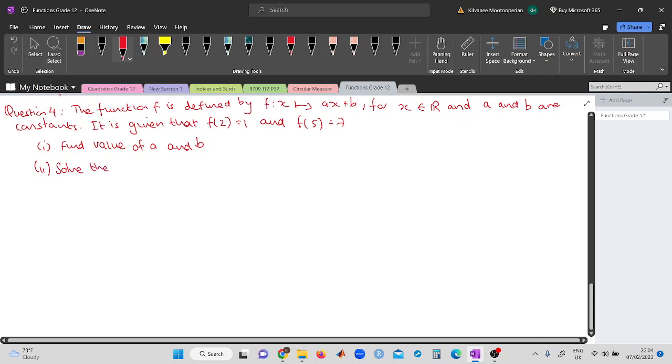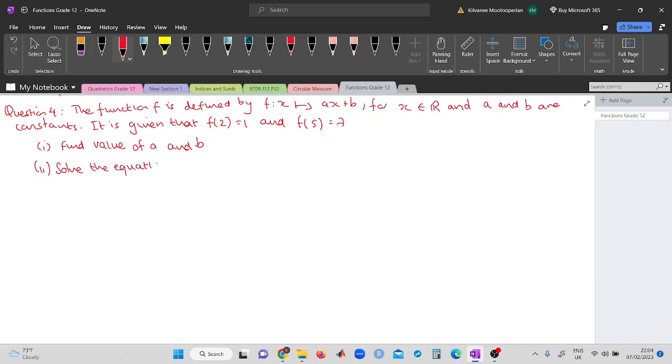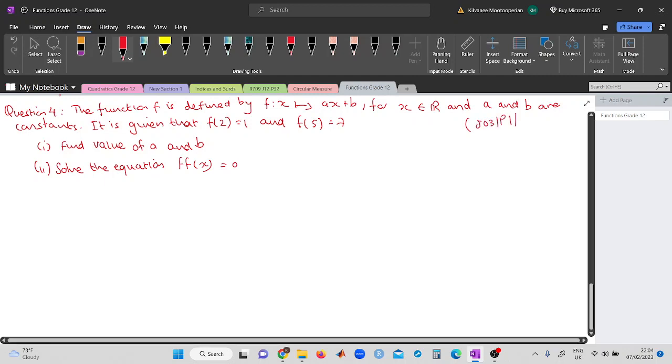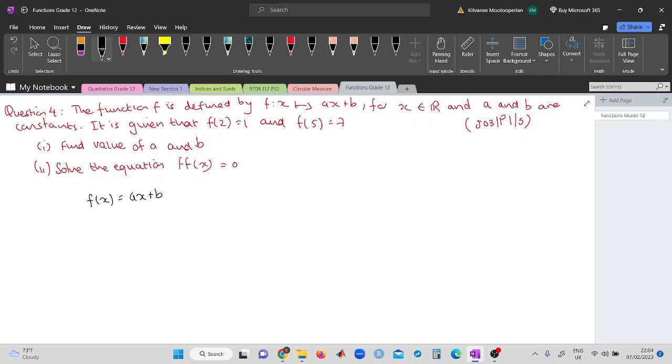Solve the equation f of x equals 0. Donc pour mettre la question dans le bracket sur l'année, c'est juin 2003, le papier 1, la question 5. Ok, donc firstly, mon fonction, it's unknown. Mais évidemment, comme on remplace x égale à 2, vous pouvez avoir 1.